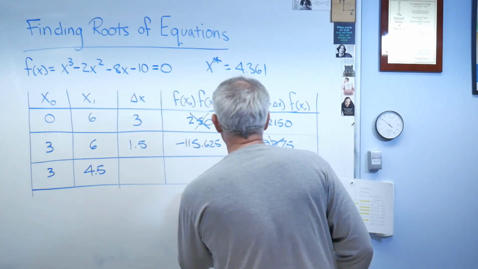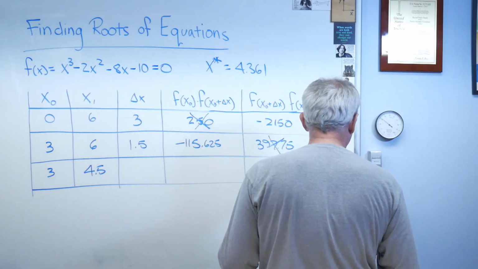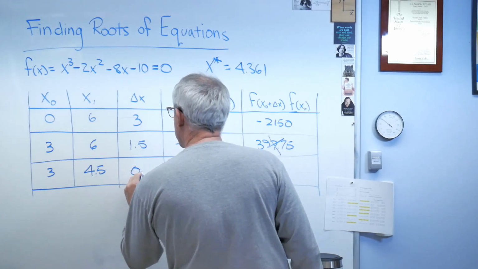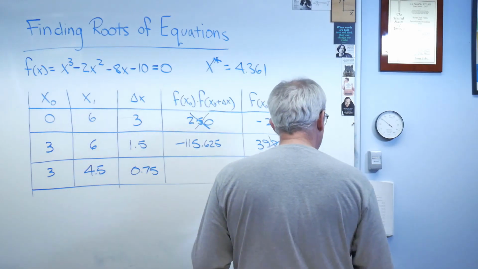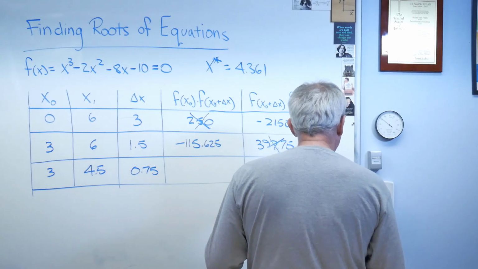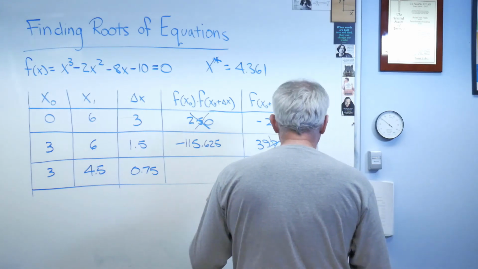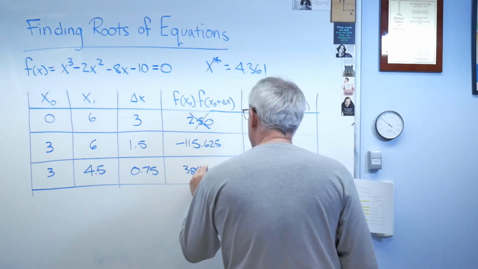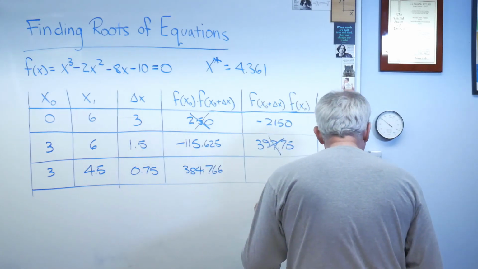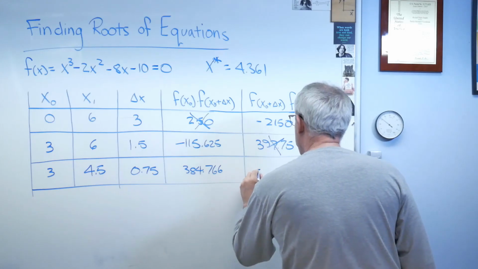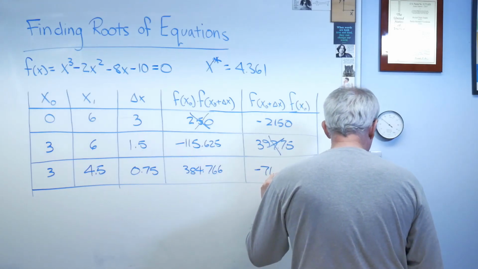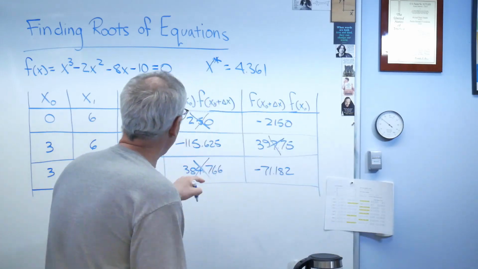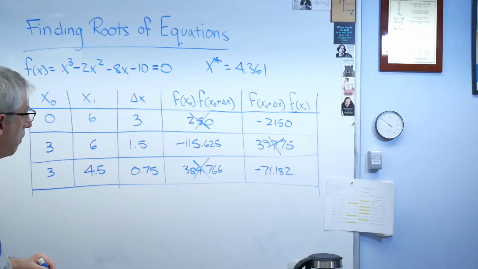So I'll do one more iteration here. I guess I'll write this out. That's going to be 0.75. The range right now is 384.766 and minus 71.182. And again, I know that one's positive. I don't need that one anymore.